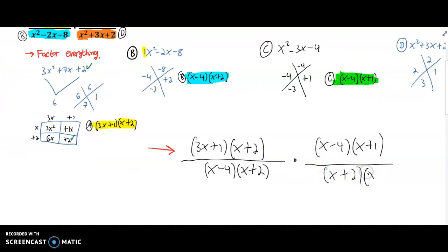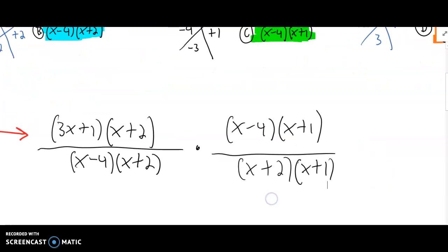Great. Now all we do is cancel. You can cancel any numerator to any denominator. For example, these x minus 4s will cancel. Even though they're in different fractions, any numerator will cancel to any denominator. Let's cancel these x plus 2s and these x plus 1s.